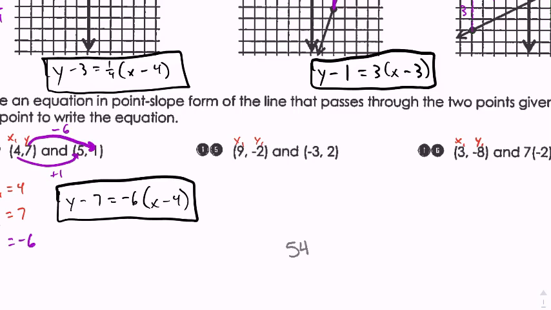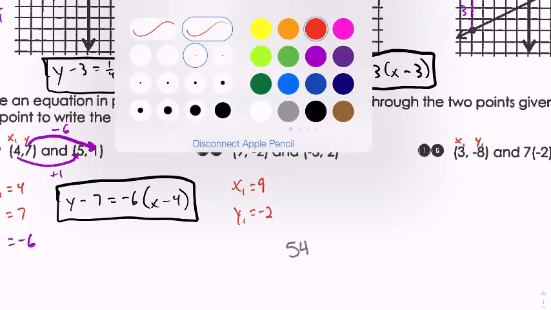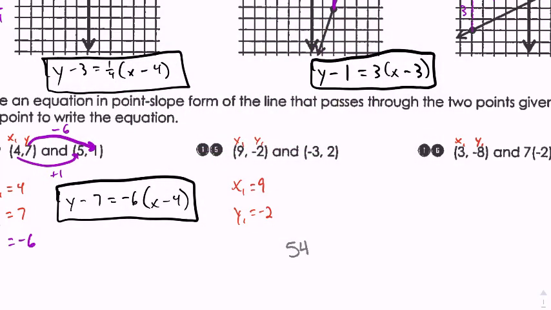15. Again, x1 is 9, y1 is -2, and then we have to calculate our slope. So how do you go from -2 to 2? You're going to add 4. How do you go from 9 to negative 3? You're going to subtract 12. So that means our slope is going to be positive 4 over negative 12. And if you reduce that by 4, you get negative 1/3.